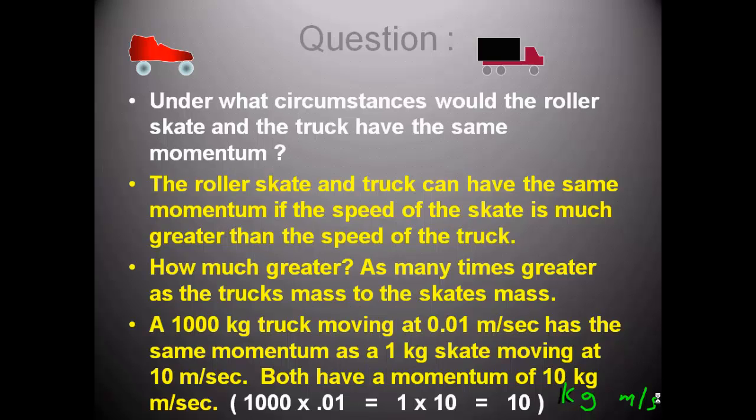So does that make sense to you guys? Two totally different objects with different masses can still have the same momentum? Because they're going to have to, only if they have different velocities, and those velocities are equivalent to the differences in their masses.